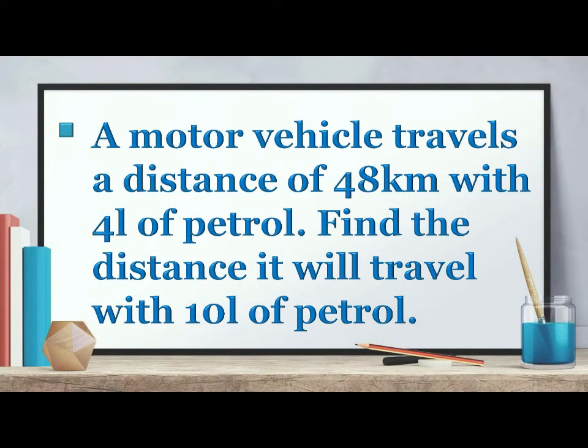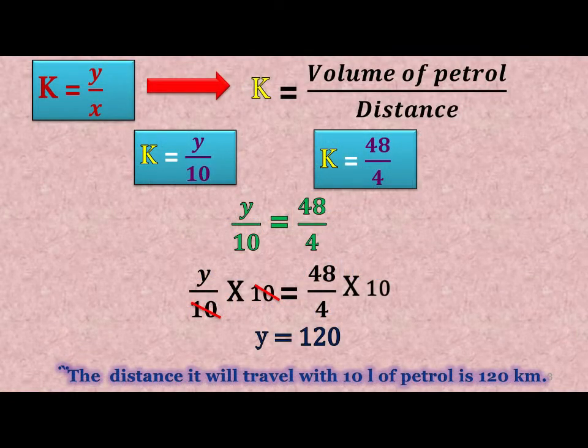The second example. A motor vehicle travels a distance of 48 kilometers with 4 liters of petrol. Find the distance it will travel with 10 liters of petrol. Here, the two different quantities are the volume of petrol and the distance. So, what is the unknown quantity? We can write two equations with K. The first one, K equals Y over 10, and the other one, K equals 48 over 4.